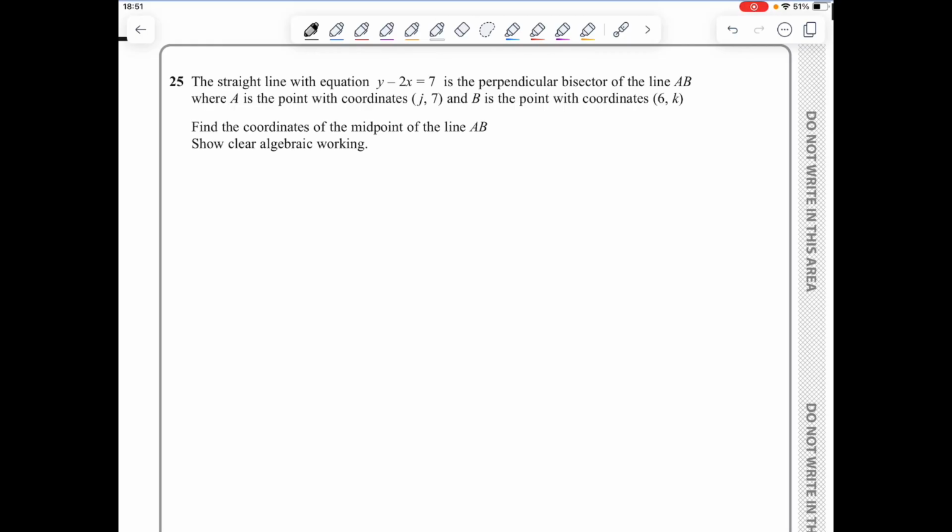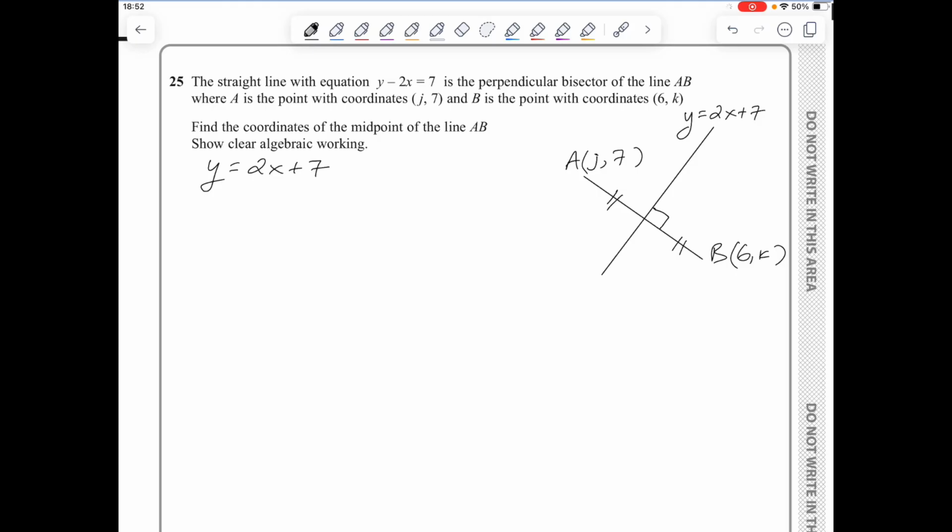For question 25, let's draw a rough diagram. Now the equation y minus 2x equals 7 can be written as y is equal to 2x plus 7. So we can recognize that the gradient of that line is equal to 2. Now this is the line y is equal to 2x plus 7. I'm given that AB is perpendicular to this line, and whenever I have perpendicular lines, the following thing applies. Therefore, the gradient of AB is equal to minus 1 over 2.